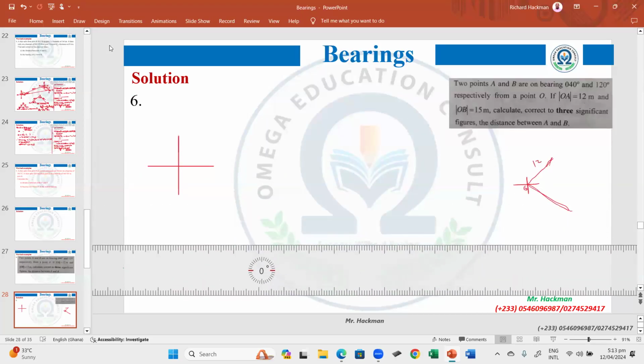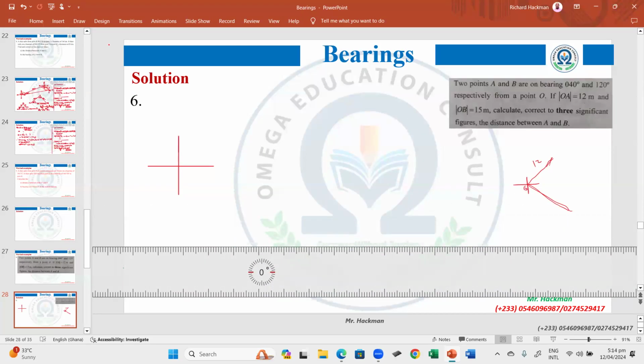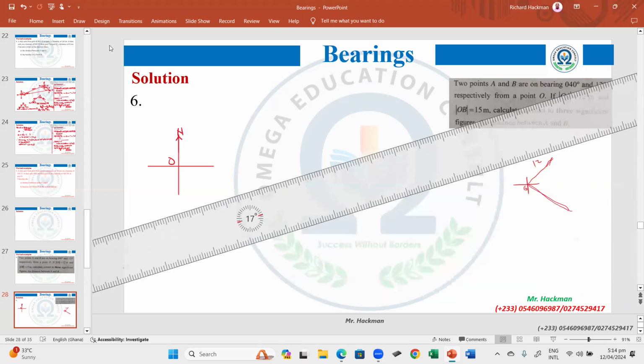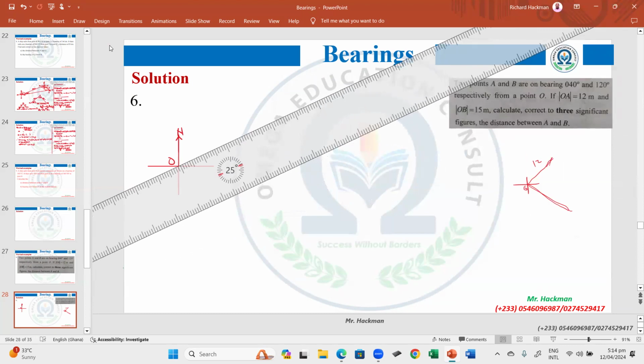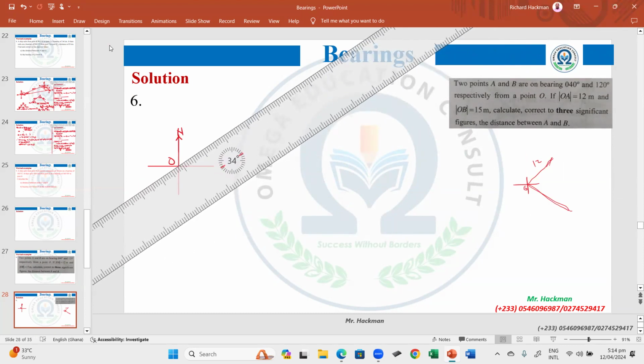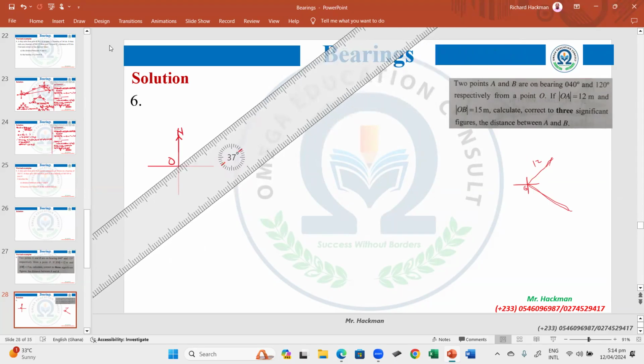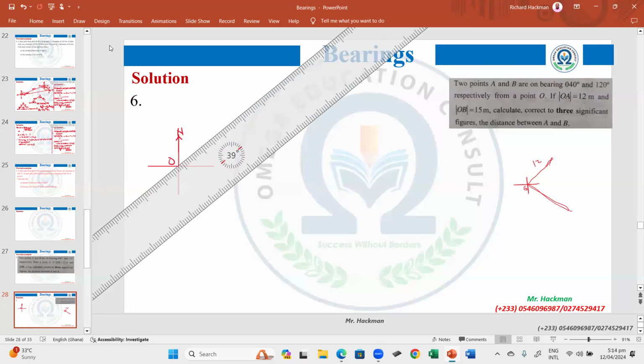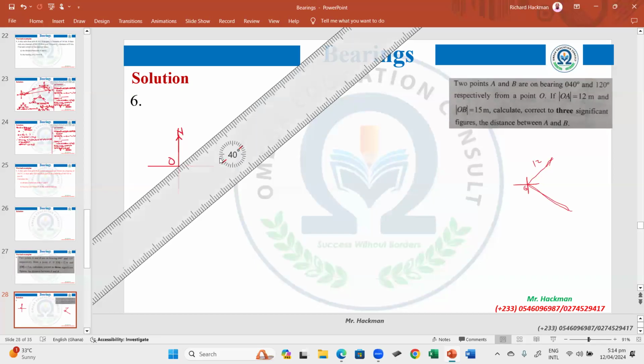So what do we have? This is the point O. Indicate your true north. Now, you are not dealing with the compass bearing. The angle for the first one is 40. You know 40 is supposed to be close to the midway, which is 45, but it's supposed to be close to the north, down to the east line. So I have the exact angle.